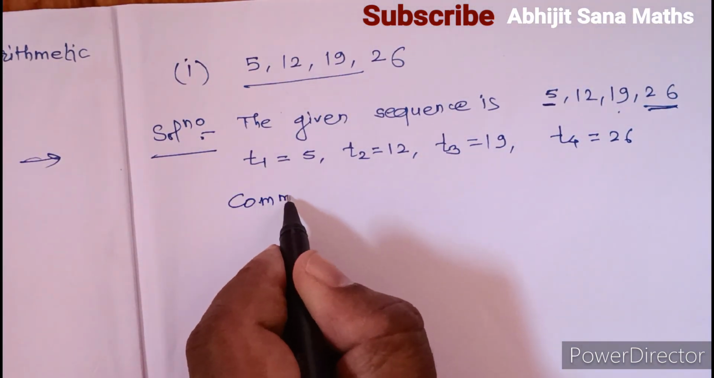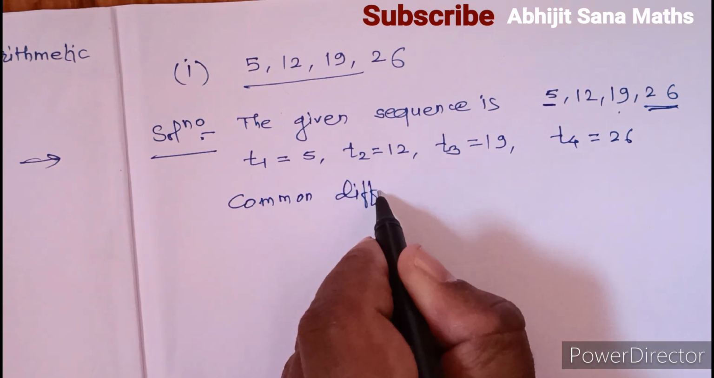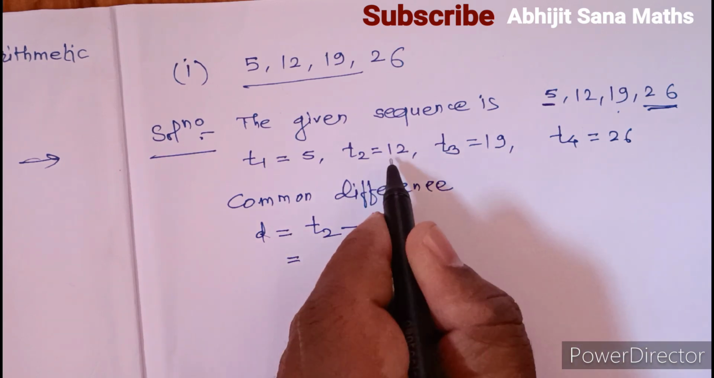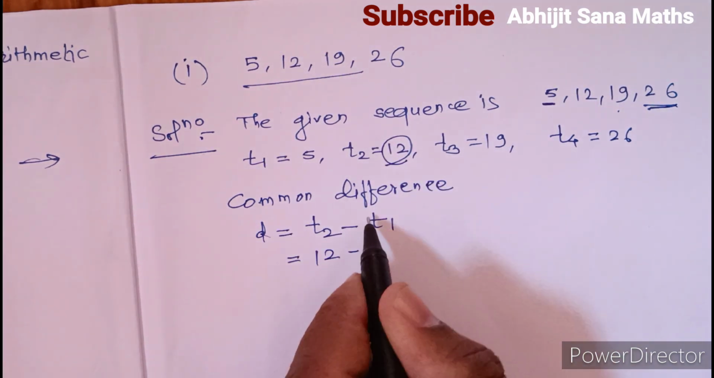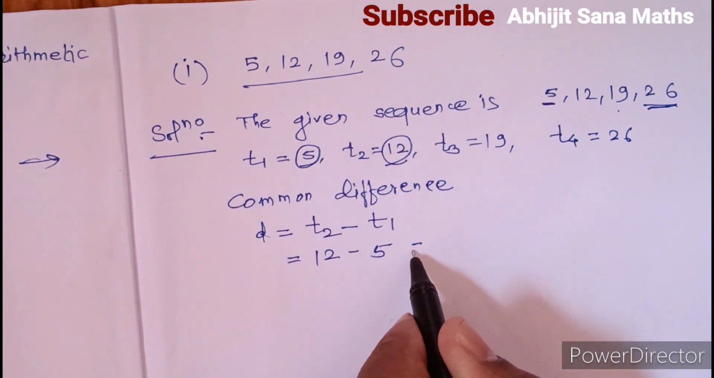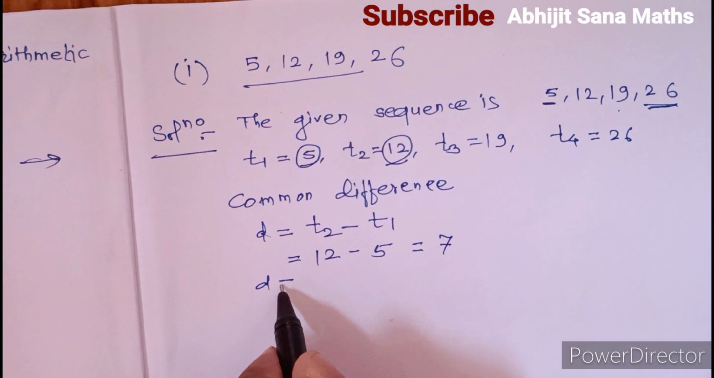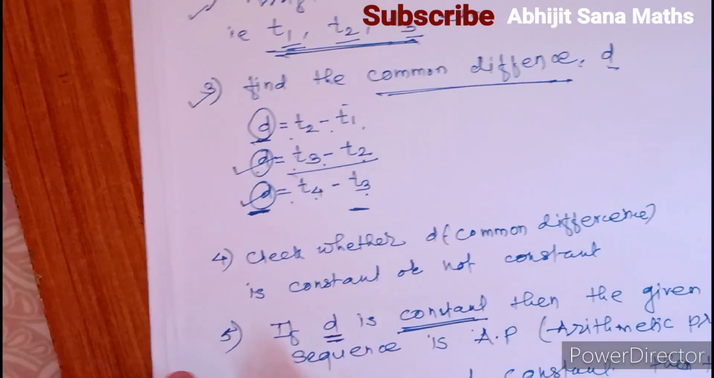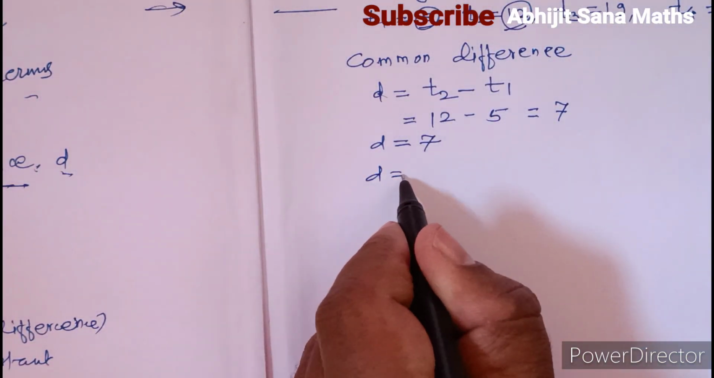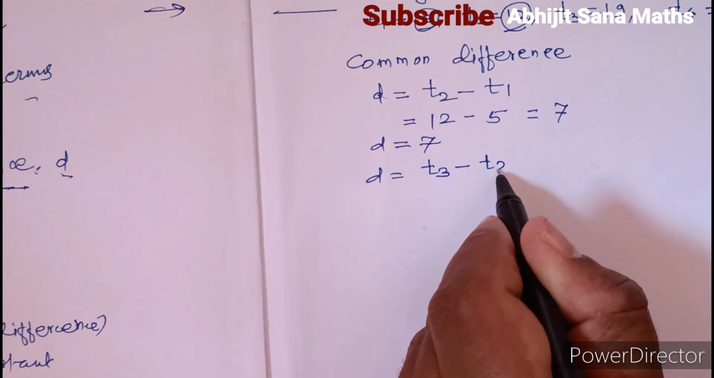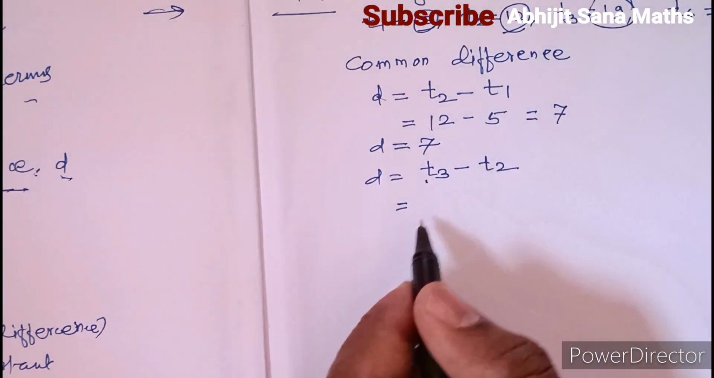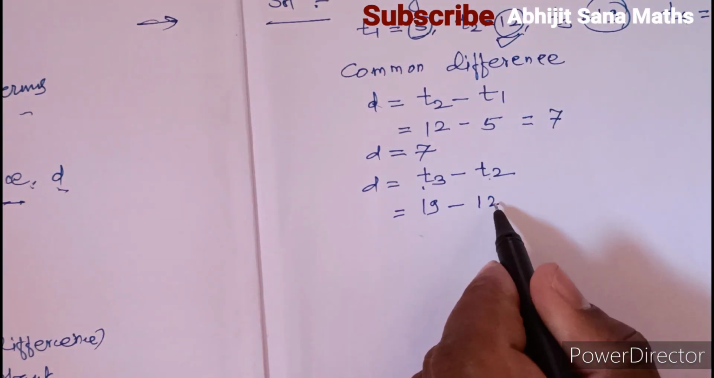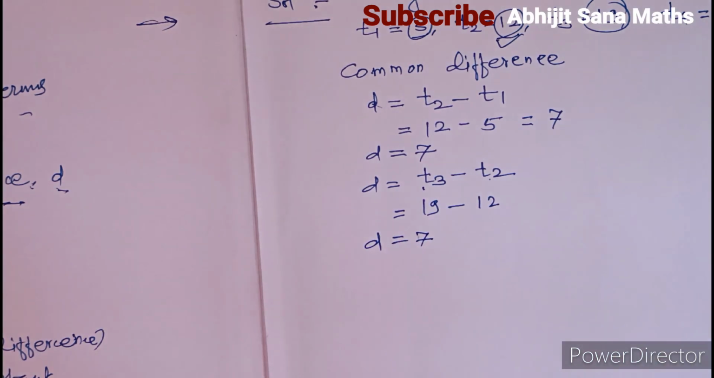Therefore write down here common difference. d equals t2 minus t1 equals, the value of t2 is 12, minus the value of t1 which is 5, so 12 minus 5 is 7. Here we get d equals 7. Similarly, d equals t3 minus t2. The value of t3 is 19, minus the value of t2 which is 12, 19 minus 12 is 7. We get d equals 7.